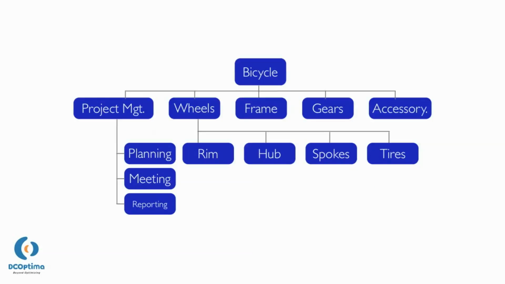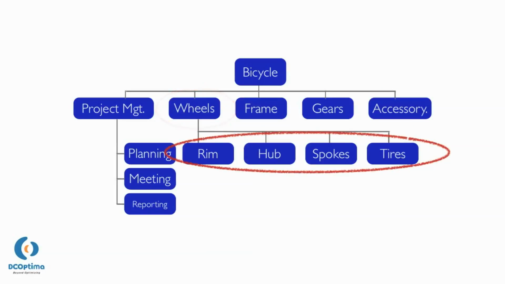We see here a WBS for building a bicycle. A bicycle consists of several major parts: wheels, frame, gears, and accessories. We focus on one major part, wheels. Wheels consist of several subparts: rim, hub, spokes, and tires.